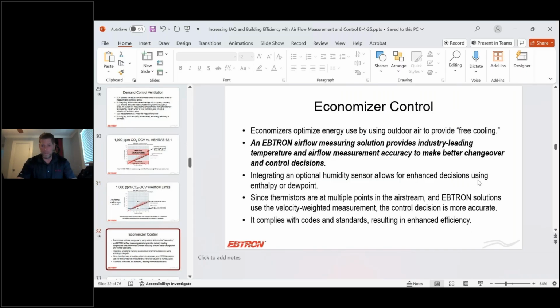Economizer strategies. A lot of engineers are obviously designing air handling units with economizers. You want to use free cooling in order to reduce energy consumption. The challenge is, are you utilizing free cooling at the right time? Because if you're not, you could be introducing untreated air, humid air, into the system. There can be some factors associated with that.